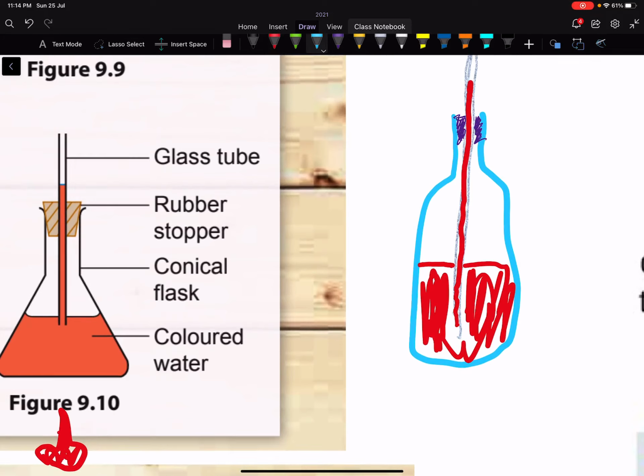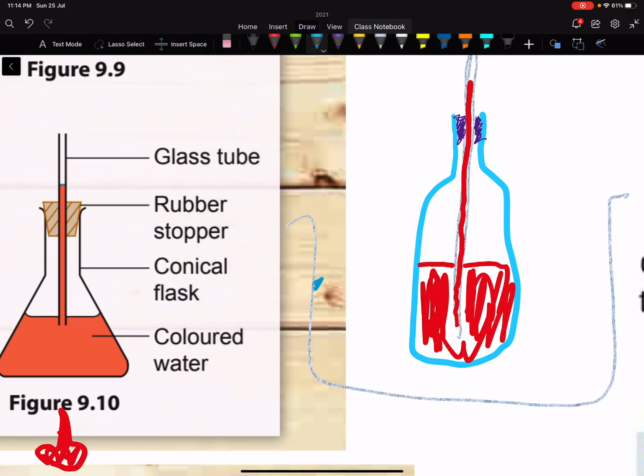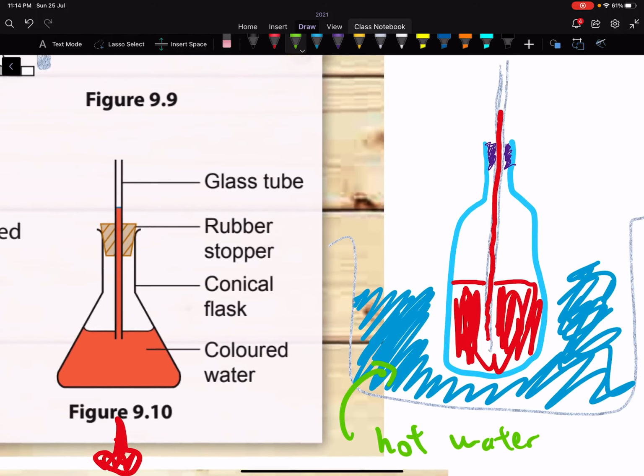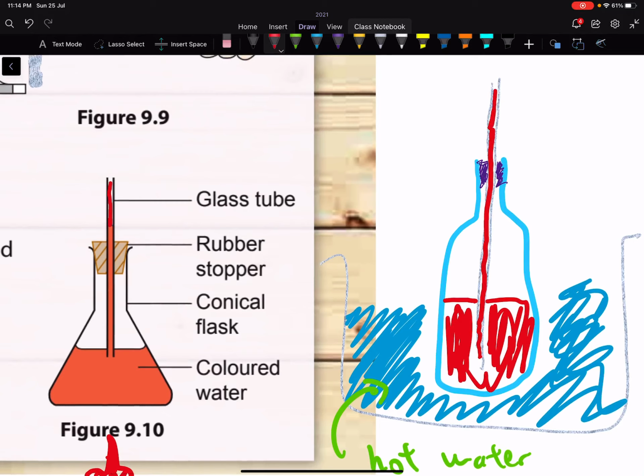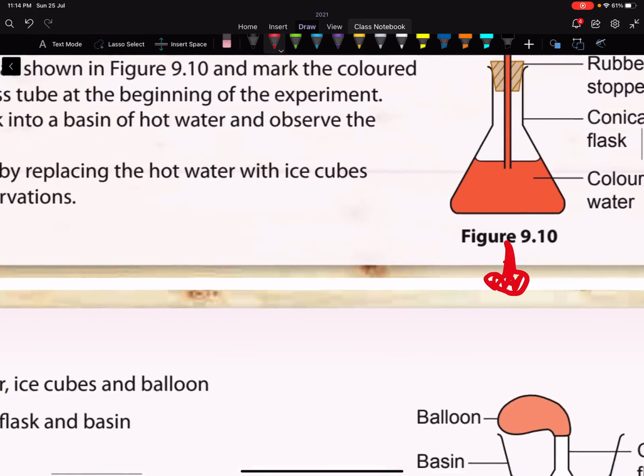What you can do is take a pot with hot water, and put the bottle inside this pot with hot water. What you will see is that this liquid will increase in height, and it is also possible that it will flow out. Now this is just the observation, we'll get into it later on.